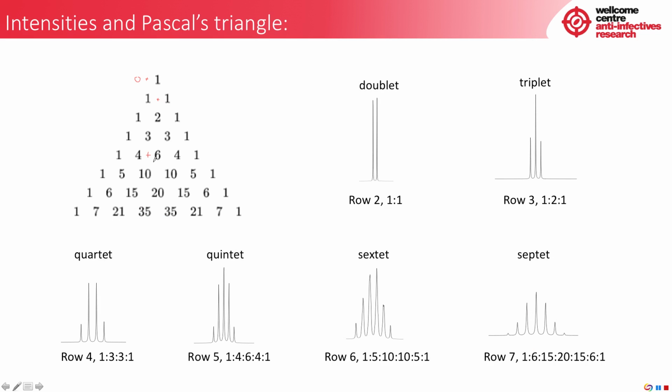10 plus 5 gives you 15. 15 plus 20 gives you 35. And in principle, so on all the way down to infinity. As it happens, we can take each number and we can consult the triangle, consult the row equal to 1 more than the number of protons we have splitting. So n plus 1. In the doublet, you have 1 proton splitting.